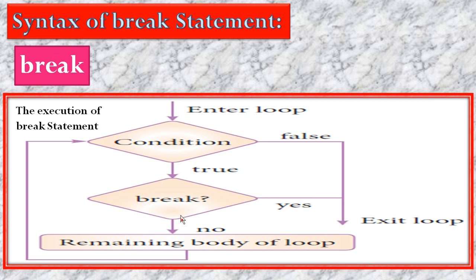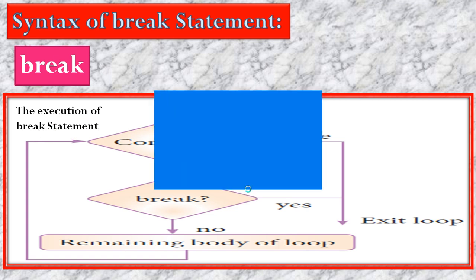The control transfers to the outside of the loop, that is, it exits the loop. The remaining part of the body of the loop doesn't execute. So when the break statement is evaluated, the control transfers to the outside of the loop. This is the illustration of the execution of the break statement.